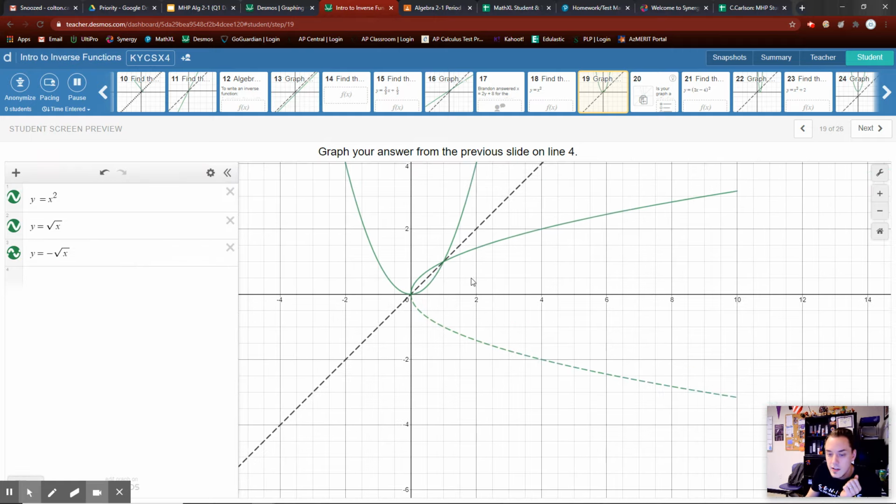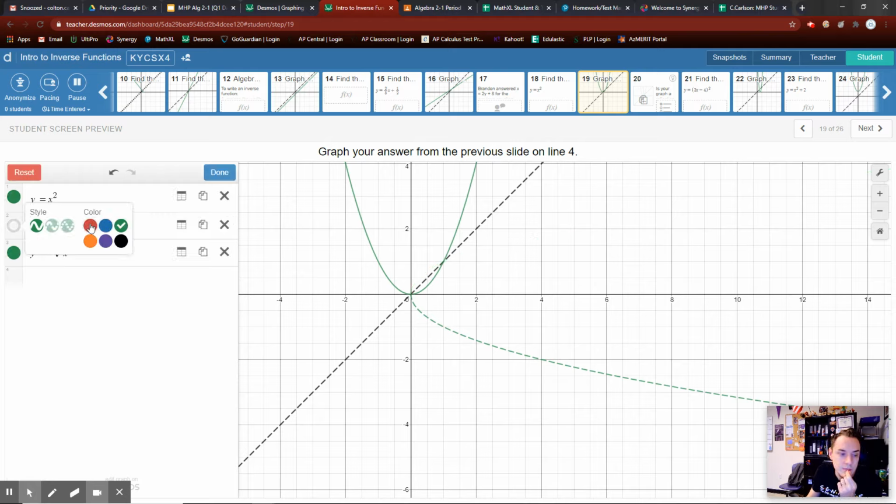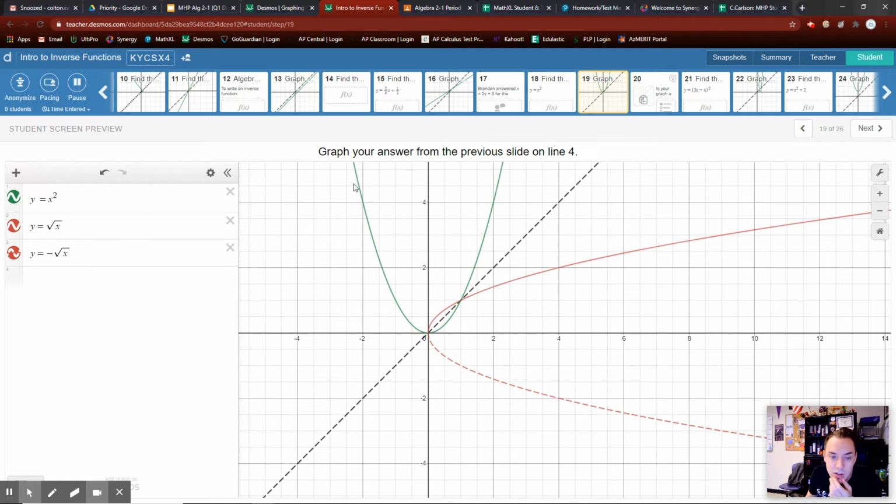Okay? Now watch. Actually, I'm going to make them red. So this is my original function right here, y equals x squared. And this right here is my actual inverse function in red. Now when we usually solve it, we just get the square root of x, the positive one. This is the positive side.